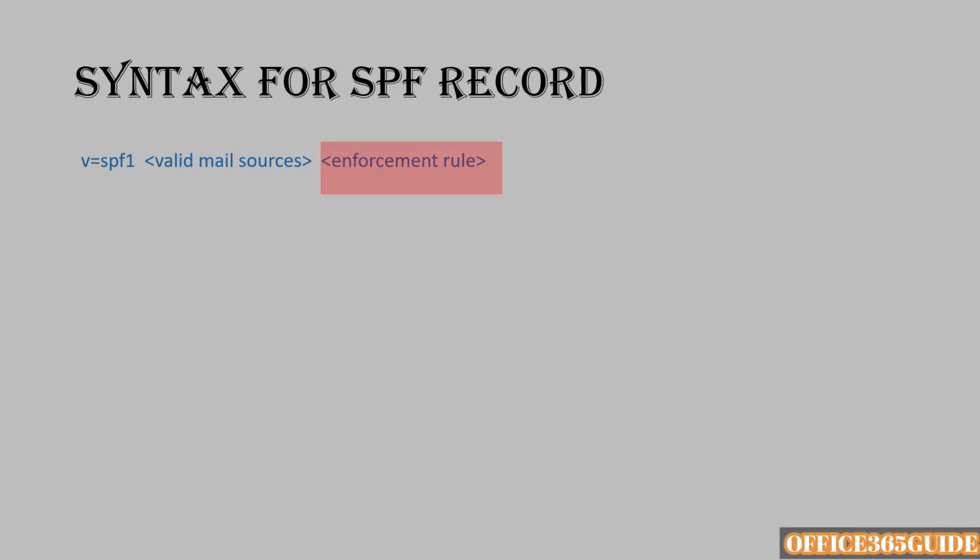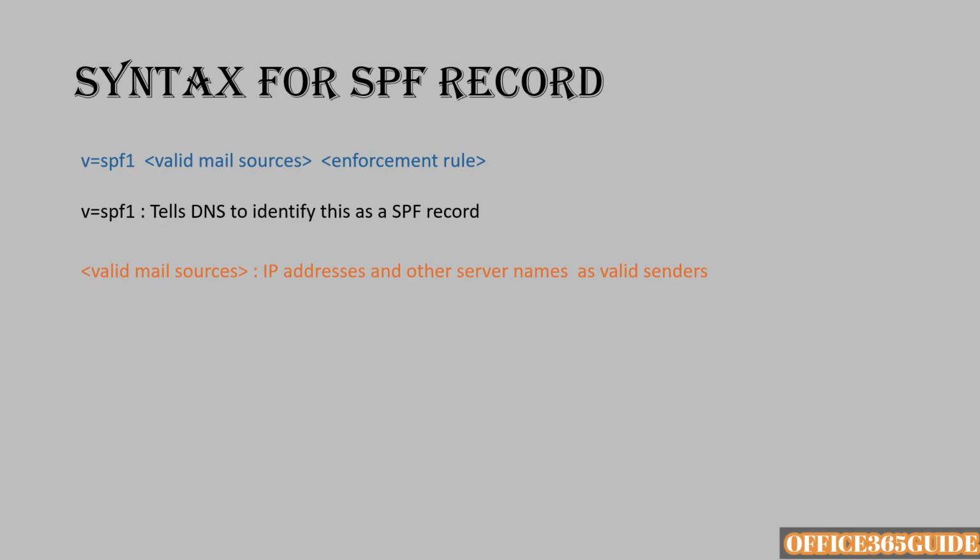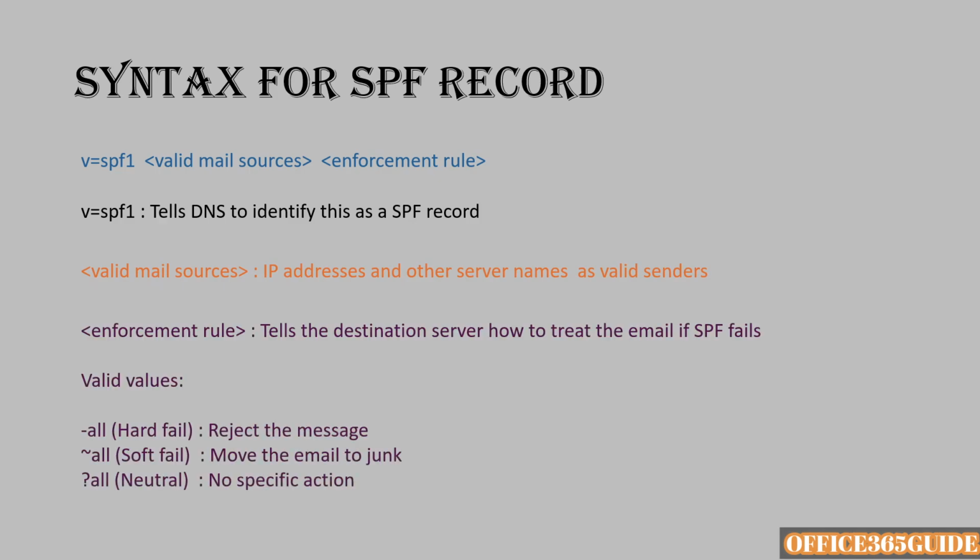Next is the enforcement rule. Now, the enforcement rule defines what action should be taken by the recipient server in case of an SPF fail. Let's recap. V equals SPF1 tells DNS to identify that as an SPF record. Now you will define the valid email sources. Here is the enforcement rule, with valid values. Remember that these are all suggestions to the recipient server. What actually happens on the recipient server depends upon the policy defined by the administrator at the recipient side.